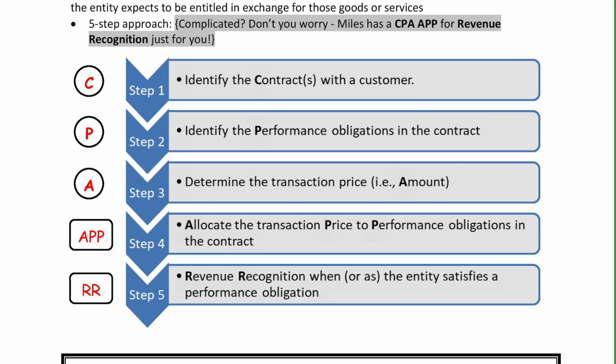Now that we've looked at the revenue recognition part, let's spend some time talking about costs and contract asset or liability.